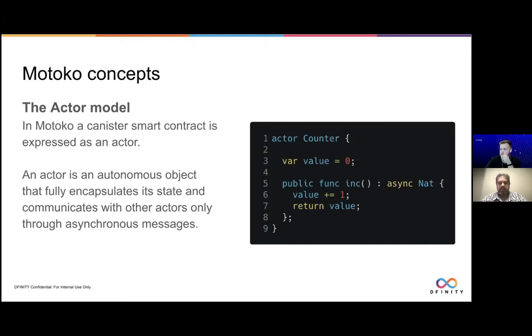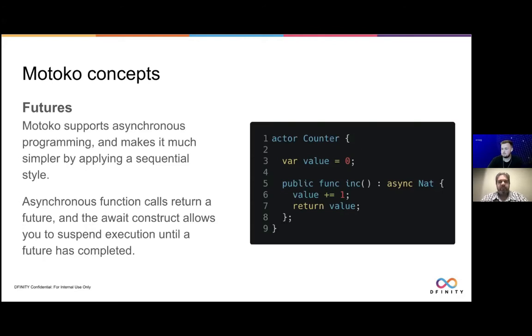So you can see in the small code sample here on the right that we have the actor. In this case, we call it counter. You can have multiple actors in your application. You don't need to just have one big one. You can split it up by functionality. Then we have a value. We save the state of the application here in the actor. And then we have a very simple function that can increment this value.